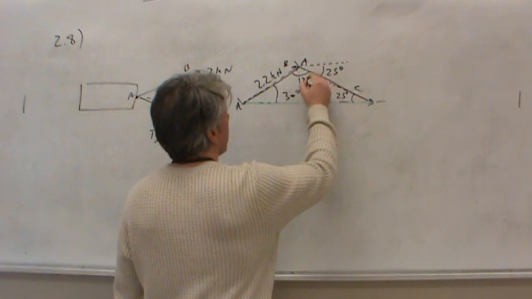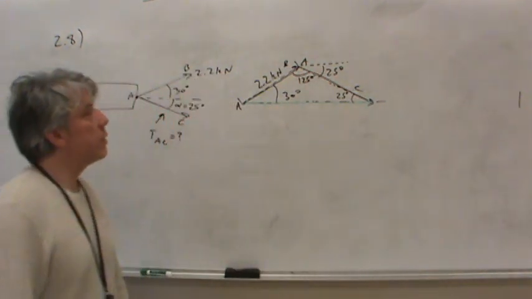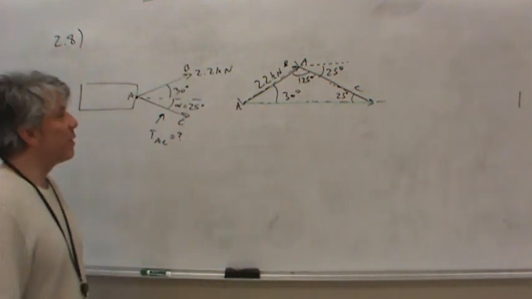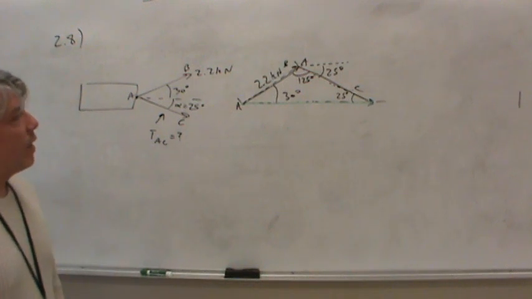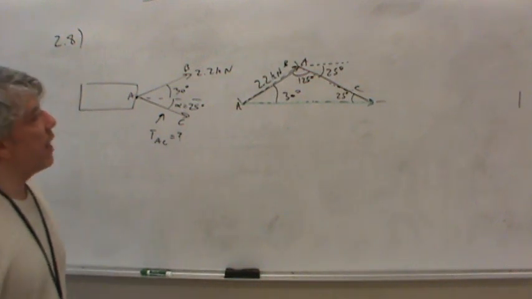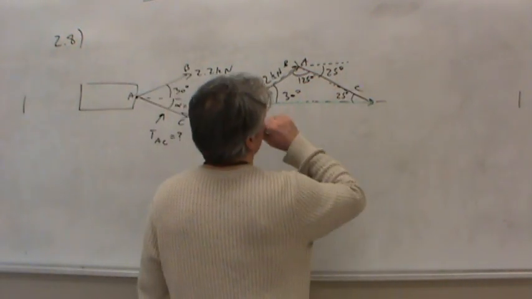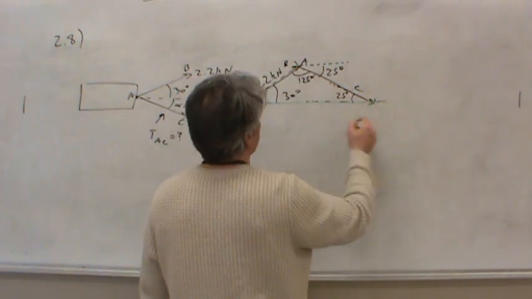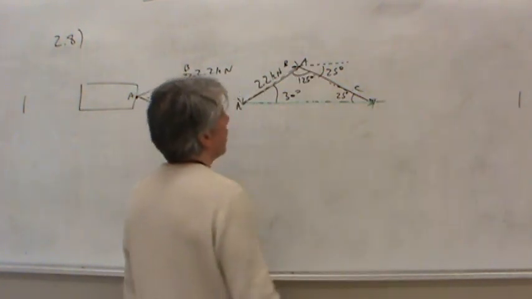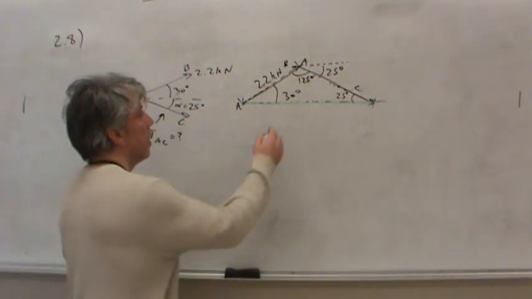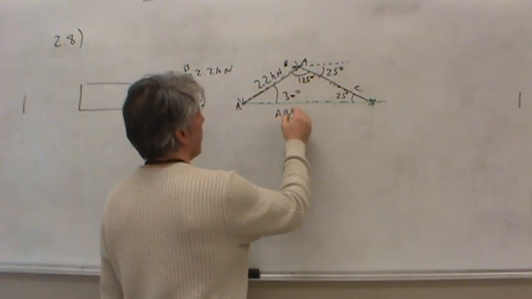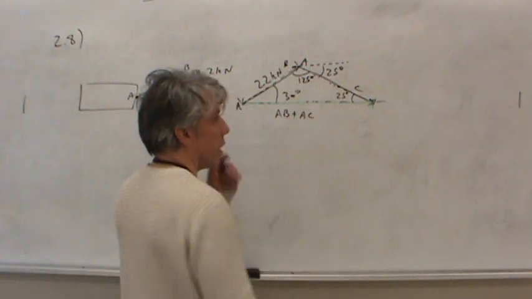I have to think for a second. 55, yeah, that's right. Good. So 125 degrees. Okay. So how could we find the length of this? Well, we don't know the length of this side, AC, and we don't know the length of the sum of the two, which I will simply call AB plus AC.